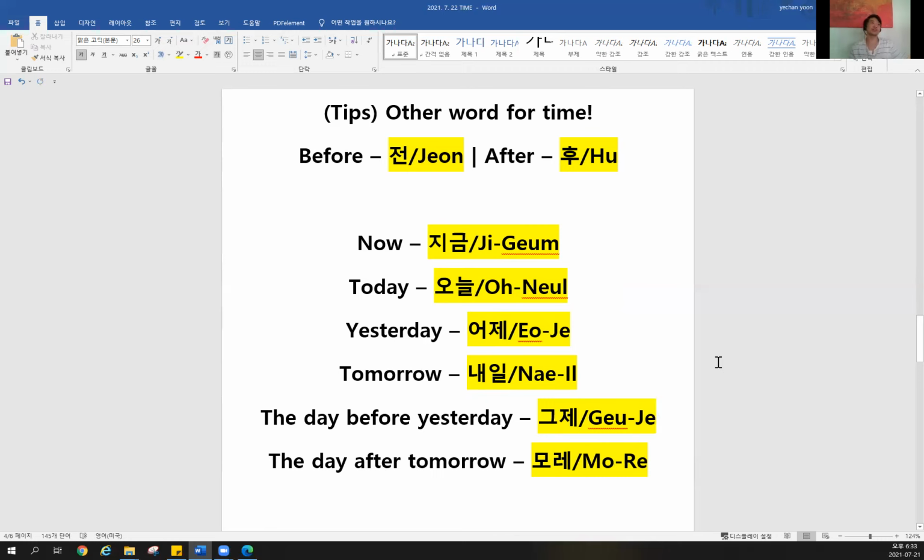All right? So before, you can say 전. After is going to be what? 후. How about now? You can say 지금. Today, you can say 오늘. How about yesterday? You can say 어제.